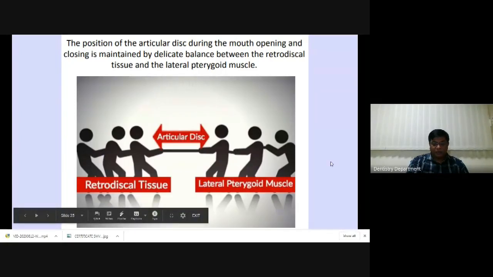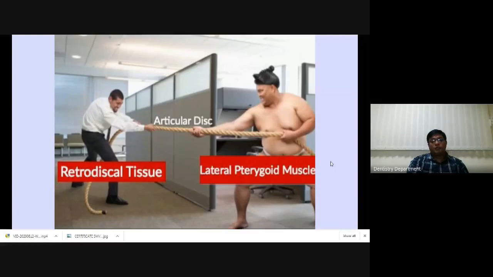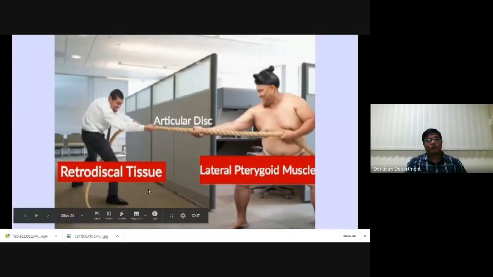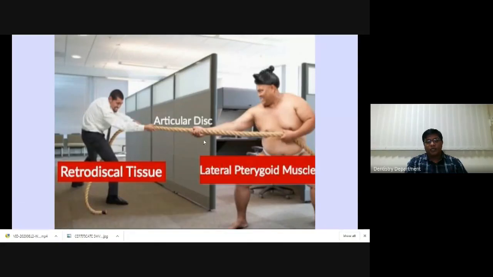But what happens most of the time? The lateral pterygoid muscle is a powerful jaw opening skeletal muscle. So it has more power than the poor retrodiscal tissue. That's why most of the time the disc is anteriorly positioned. So this is the reason that even in normal anatomy and normal movement, the disc is most of the time anteriorly positioned.